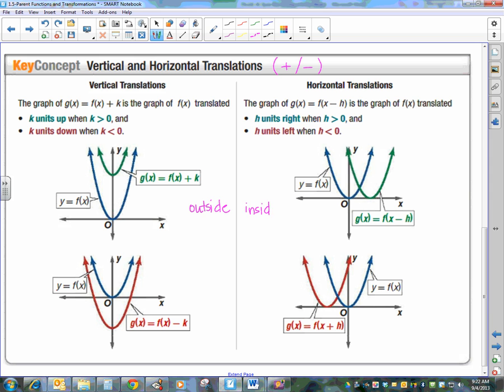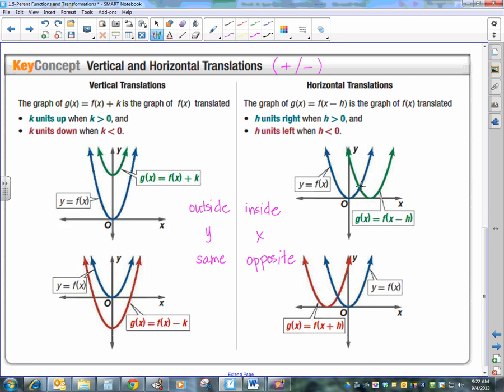Okay? So if it's on the outside, it affects the y value, and we do the same thing. This is on the outside. It says plus k. I'm going to add k to the graph. This is on the outside. It says minus k. I'm going to subtract k from every y value. Okay? If it's on the inside, it affects the x, and you do the opposite. So this h is inside. It looks like subtraction, so we do the opposite. I'm really going to add, which is why we went to the right instead of the left.